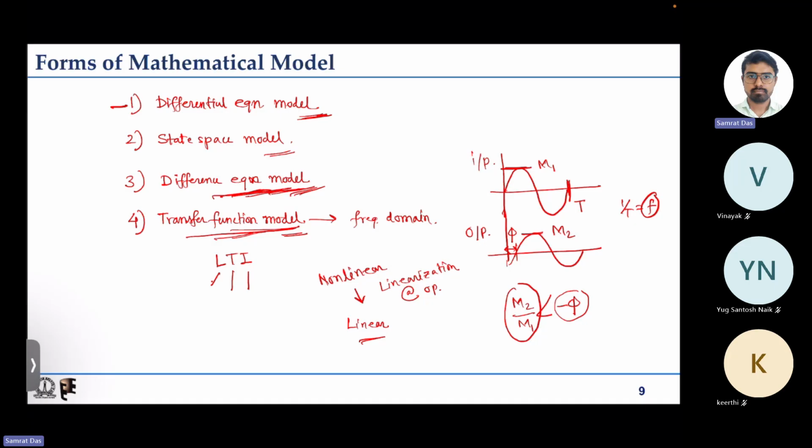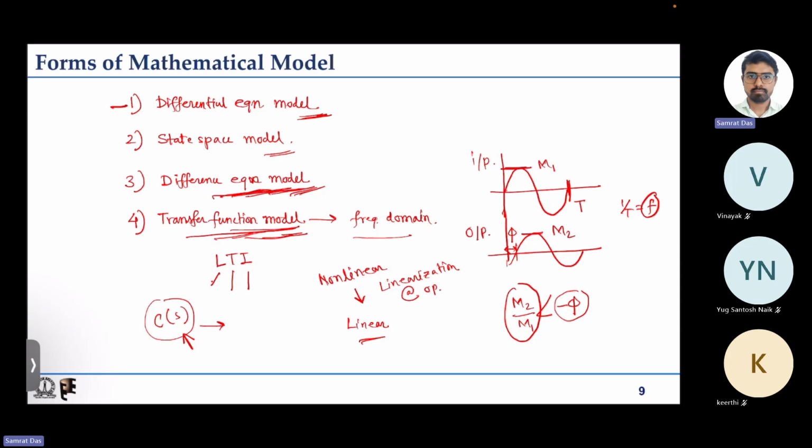And so we will design the controller using the transfer function model in the frequency domain only. But after that, whatever controller C(s) we obtain, the discretization effect will be taken into account in this one, so that the difference equation of the controller will be derived, and that will be implemented in any DSP processor. So let us go one by one and discuss and understand what these different forms of mathematical models are.